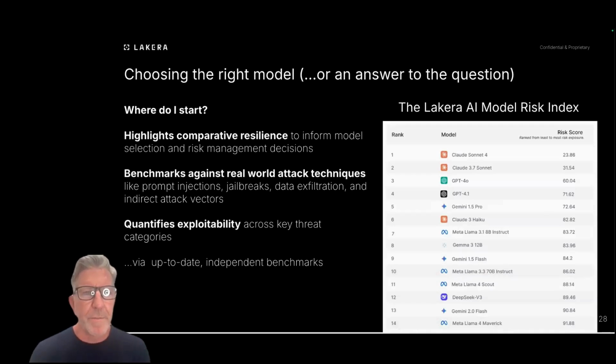Well, why don't we start there? Choosing the right model. Or a potential answer to the question, where do I start? And I would like to introduce to you something I alluded to earlier, but I didn't directly call out. And that is something we released recently called the Lakera AI Model Index. This is a list of models in order of a risk score. If you can see the risk score over there on the right, the lower score is good. Higher score is bad. And what this does is highlight comparative resilience between different models. It's benchmarked against real-world attack techniques that we have learned through the aforementioned Gandalf game.